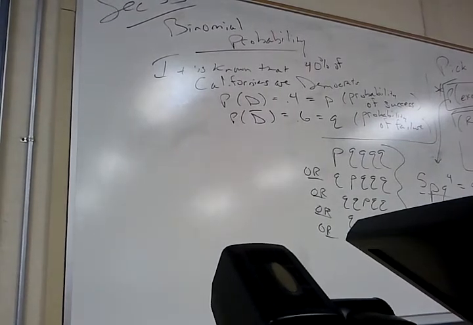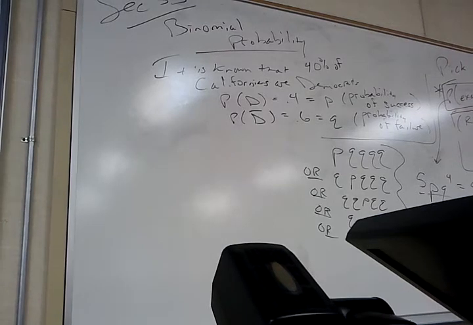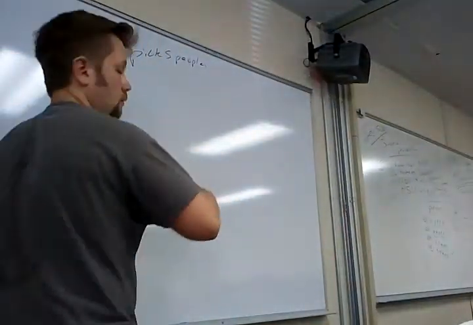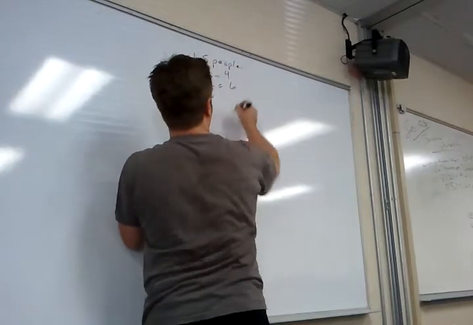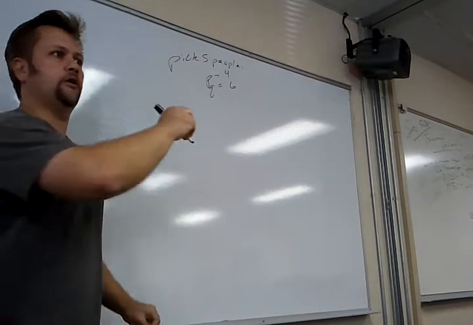So thank God there's a general formula that helps me out here. Because can you imagine, what if I just do this? Still pick 5 people. We're still talking about Democrats and not Democrats, right? We still have the same situation. P is 0.4, Q is 0.6. But now I want the probability that I get exactly 2 Democrats.